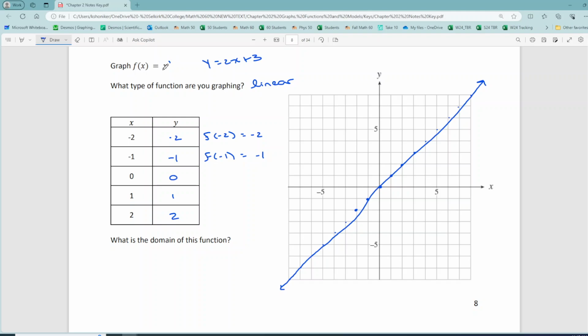But again, I'm looking at the equation. Is there anything I can't put in for x? Well, there's no square roots, there's no x's in denominators, there's nothing that would make my equation undefined for any value of x. So I'm going to say again, the domain is everything, negative infinity to infinity.